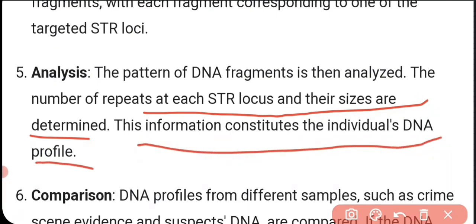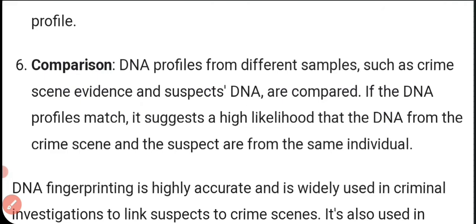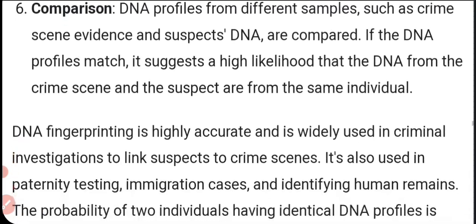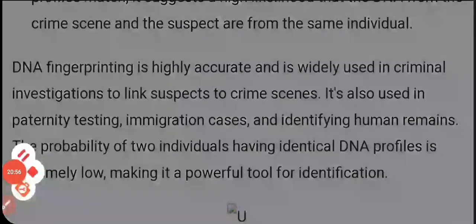So one profile is generated, and after that what we have to do? We have to do comparison. Then DNA profiles from different samples, such as crime scenes, evidence, or any other points, are compared with those patterns. Okay, this DNA fingerprinting is highly useful during the investigation of any crimes, and it is fully approved.